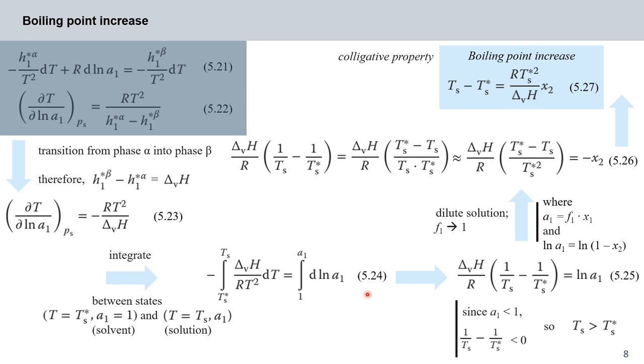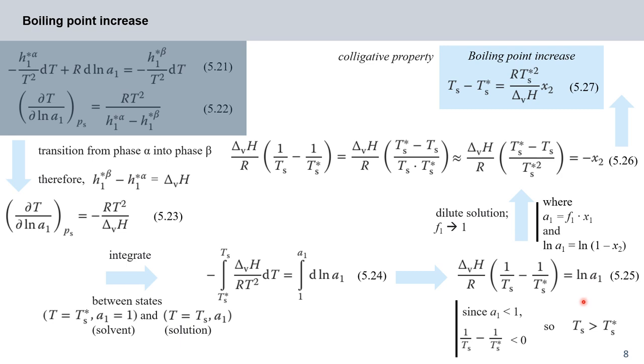So now it is easier to perform this integration if we assume that the enthalpy of vaporization, delta V H, and the activity coefficient A1 are independent of temperature. Then, when we do the integration, we obtain our equation 5.25: delta V H over R times, in brackets, 1 over TS minus 1 over TS star equals ln A1.